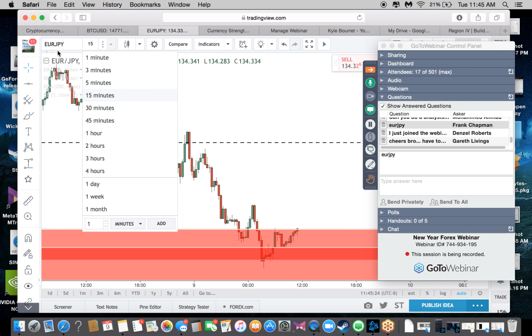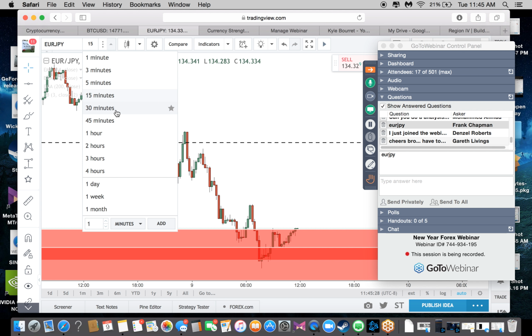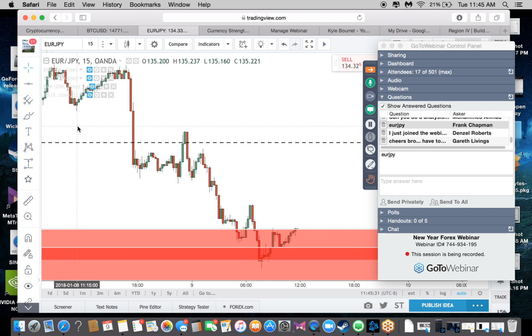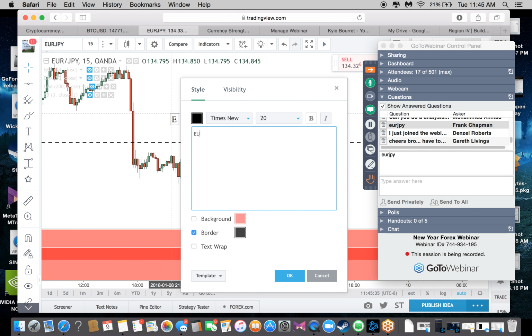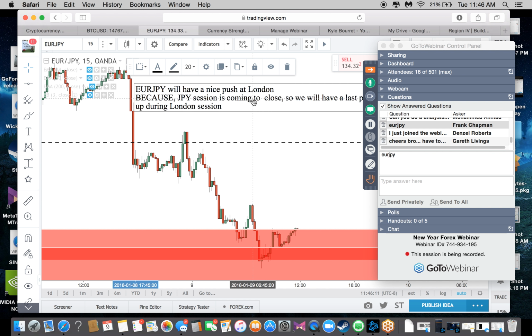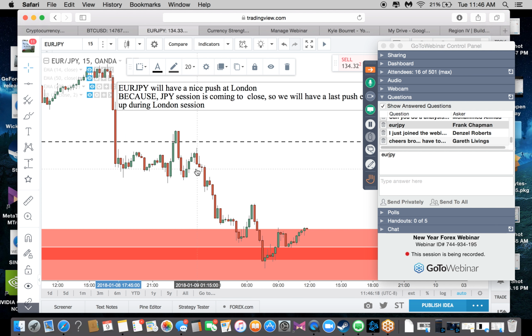Let's start from the beginning. Euro Jappy is going to have a really nice push at the end of London, and I'll tell you why. Euro Jappy will have a nice push at London because the Japanese session is coming to a close. So we will have a last push ending Asian session, then Euro will open up during London session, right? So Euro Jappy will move extremely nice around that London session time. So let's do a little overview and recap, and we can see what that looks like.